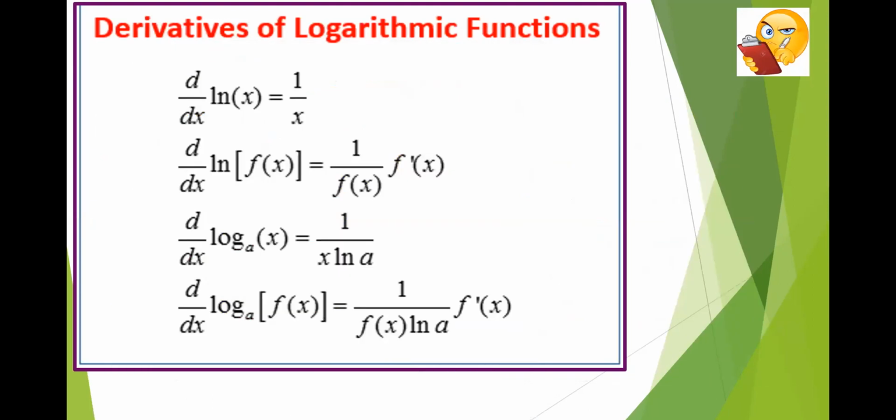So this is the summary of the formulas. Now for the logarithm: earlier there was the copying part, so how about the logarithmic functions? If we're getting the derivative of the natural logarithm of x, this is ln of x. The derivative of this function is simply 1 over x.